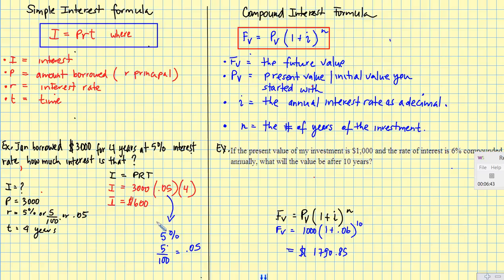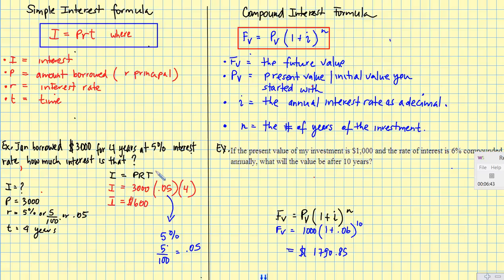So what that is simply saying is that on top of the $3,000 that you're going to have to pay back at the end of 4 years, there will be an extra 600 just for having borrowed the money. That would be your interest for having borrowed that amount of money of $3,000.